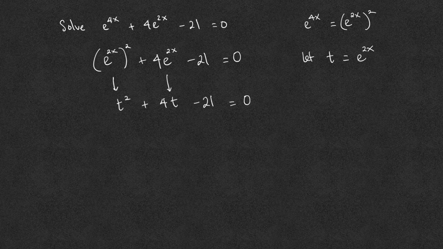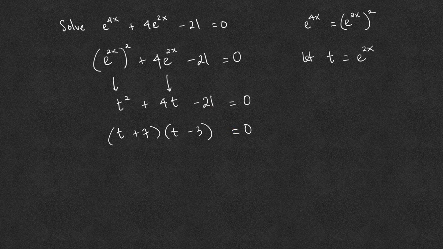To factor this, we notice that negative 21 is the product of 7 and negative 3, and so this is t plus 7 times t minus 3 equals 0. Check this again. T times t is t squared. T times negative 3 is minus 3t, plus 7t is positive 4t. 7 times negative 3 is negative 21.